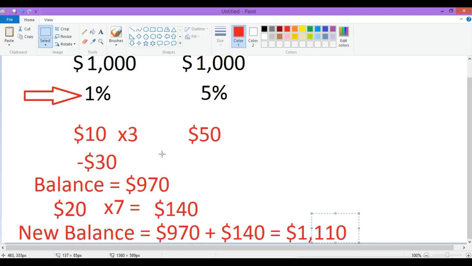Now I'm going to do the same calculation for someone that is risking 5% of his account, which will be around $50 per trade. So I'm going to clear this.